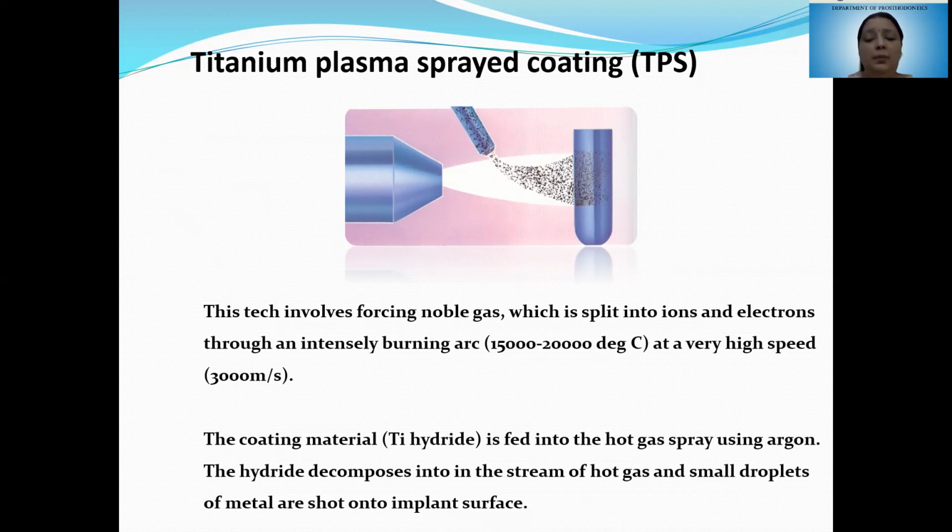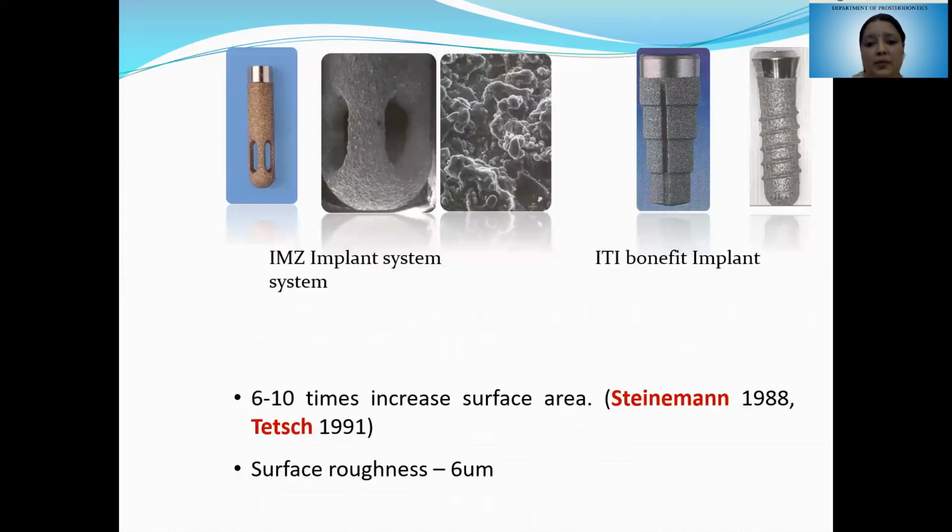They provide micro roughness to the surface, also increase the surface area of the implant. 6 to 10 times increase in surface area of the implant can be done using this process, and the surface roughness also increases to 6 microns.